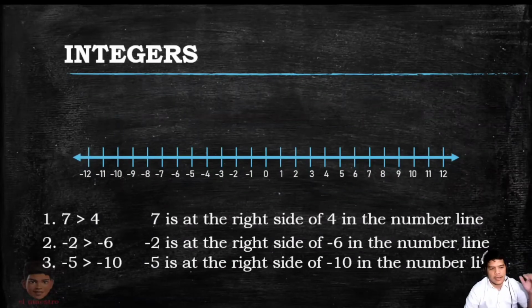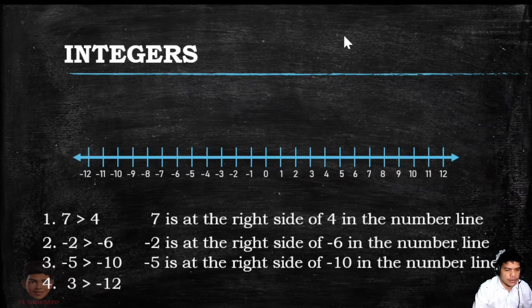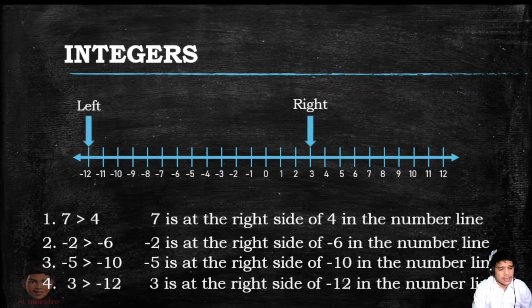Okay? So, let's have another example. 3 is greater than negative 12. Okay? So, we'll know that 3 and negative 12, 3 is on the right side and negative 12 is on the left. So, therefore, since 3 is at the right side of negative 12 in the number line, thus we say that 3 is greater than negative 12.